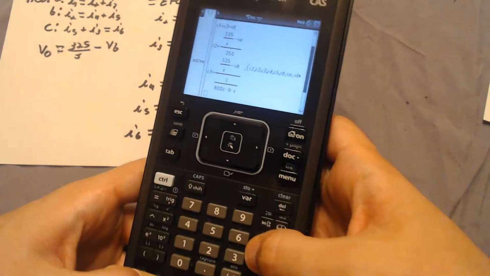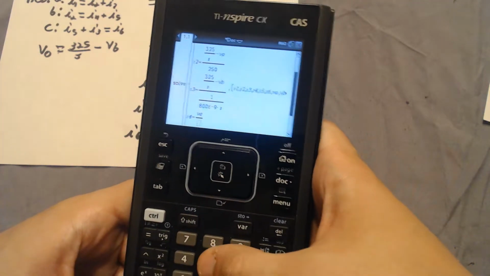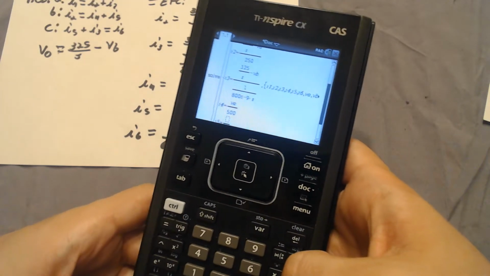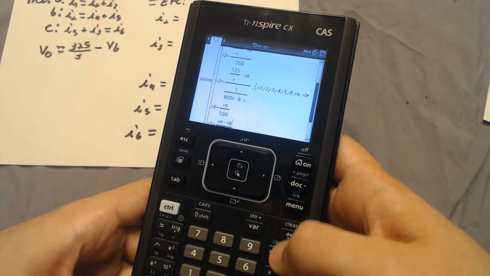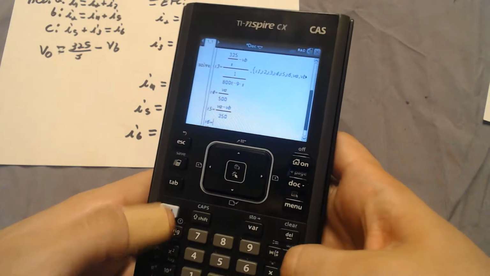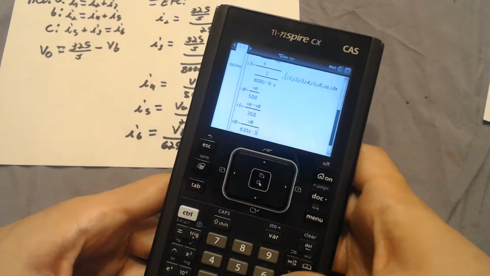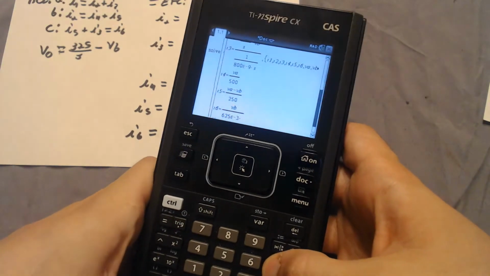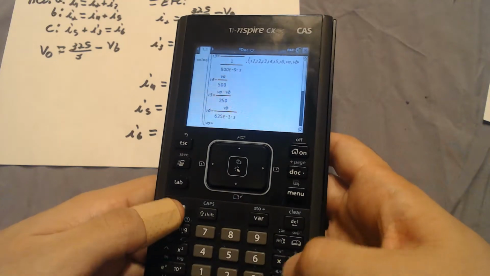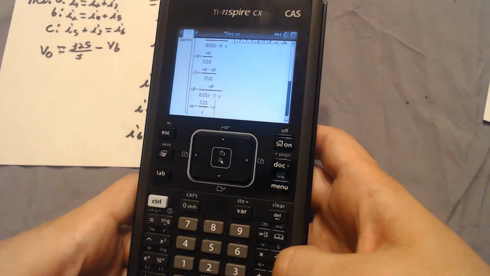Then the next one, I4, is going to be equal to VA over 500. I5 is going to be equal to VA minus VV over 250. And I6 is going to be equal to VV over 625 micro times S. Last equation is going to be V0 is equal to 325 over S minus VV.